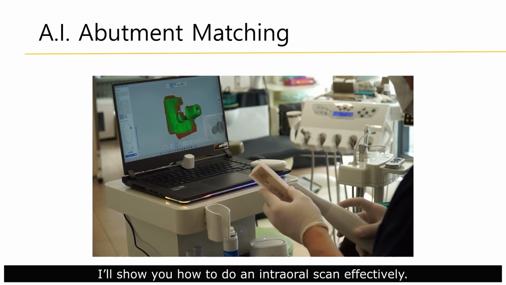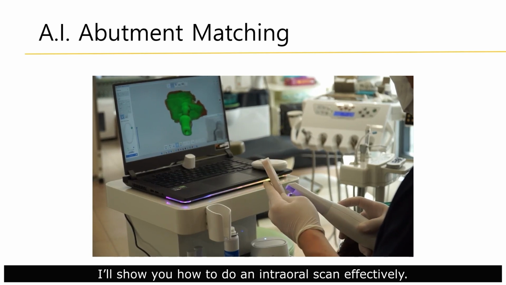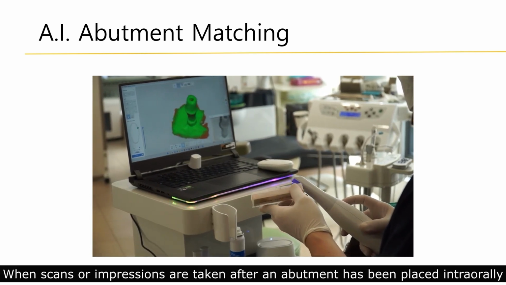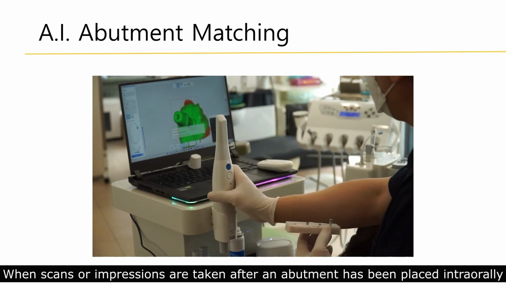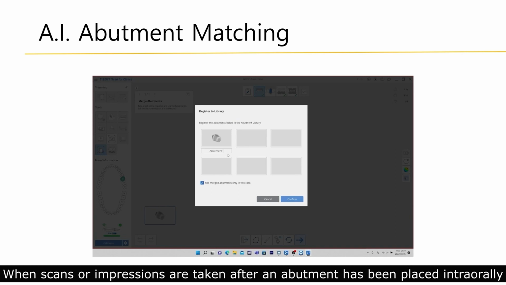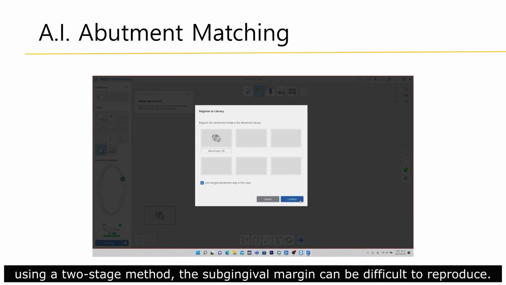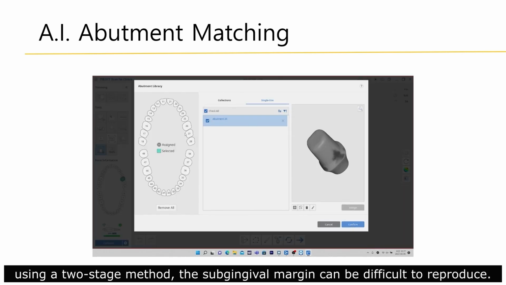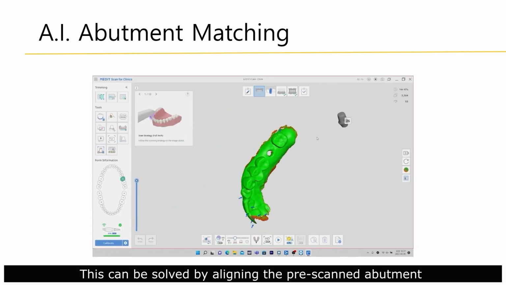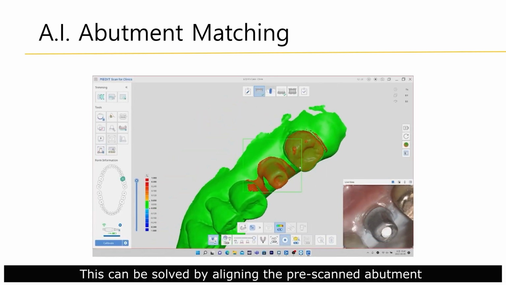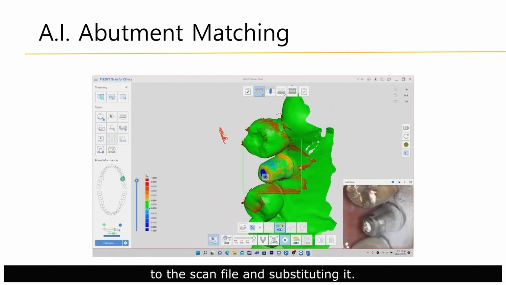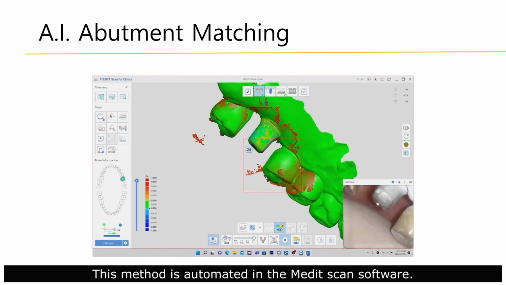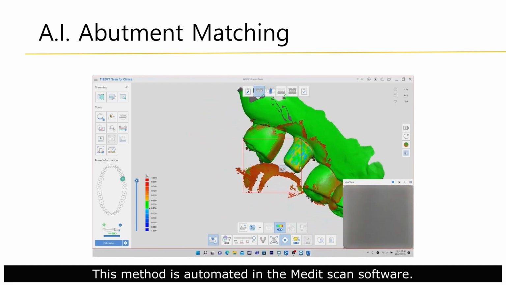I will show you how to do an intraoral scan effectively. When scans or impressions are taken after an abutment has been placed intraorally using a two-stage method, the subgingival margin can be difficult to reproduce. This can be solved by aligning the pre-scanned abutment to the scan file and substituting it. This method is automated in the Medit scan software.